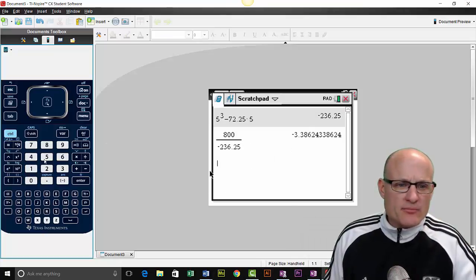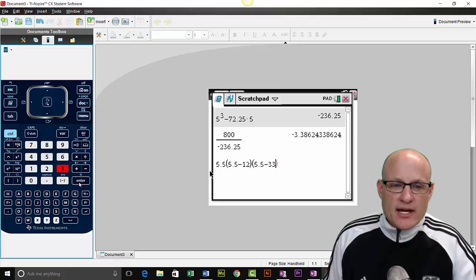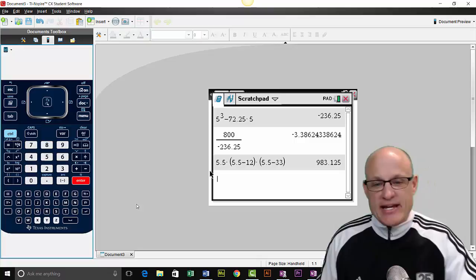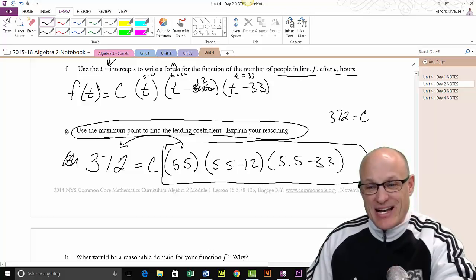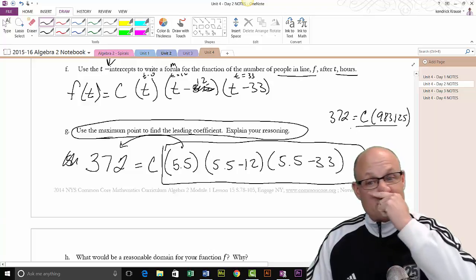So, 5.5 parentheses, 5.5 minus 12 parentheses, 5.5 minus 33. And I get 983.125. So 372 is equal to whatever that constant is times 983.125. Well, to figure out what that constant is, I just divide.